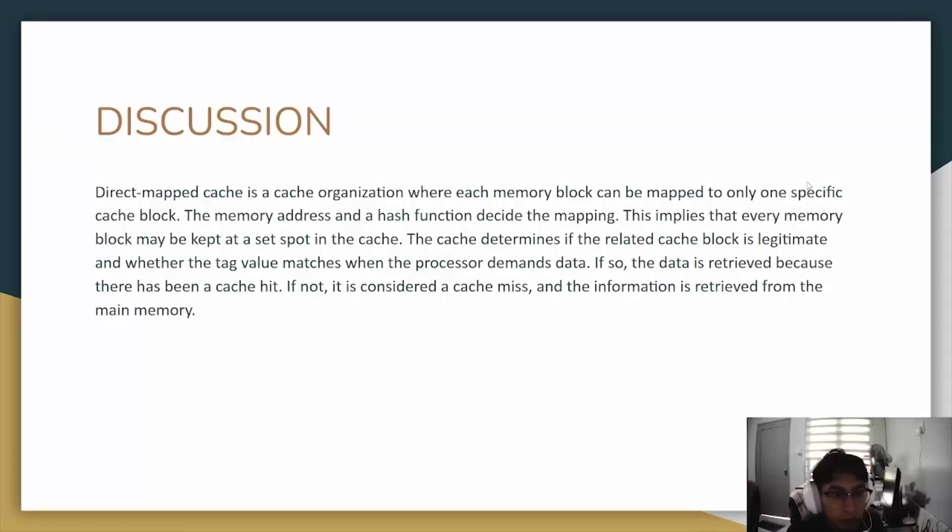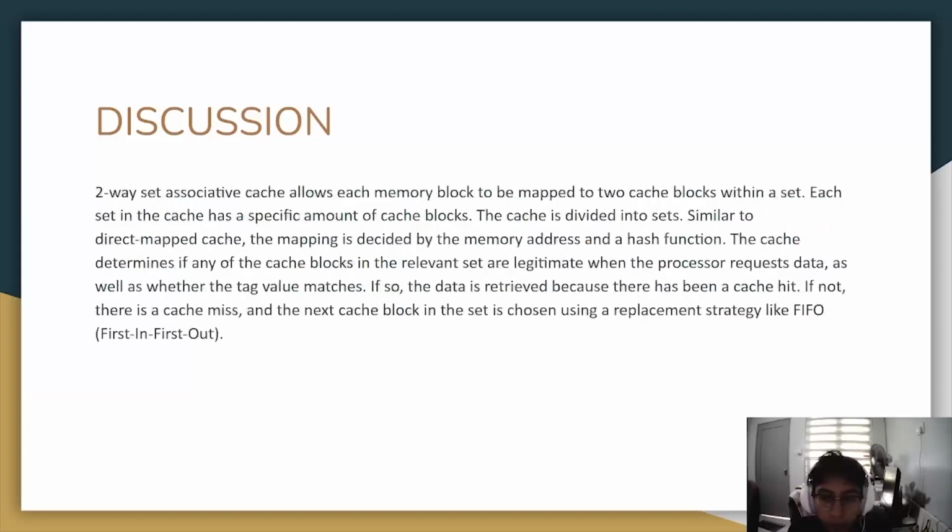So for discussion, direct mapped cache is a cache organization where each memory block can be mapped to only one specific cache block. The memory address and the hash function decide the mapping. This implies that every memory block may be kept at a set spot in the cache. The cache determines if the related cache block is legitimate and whether the tag value matches when the processor demands data. If so, the data is retrieved because there has been a cache hit. If not, it is considered a cache miss, and the information is retrieved from the main memory.